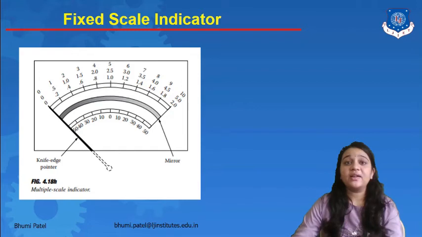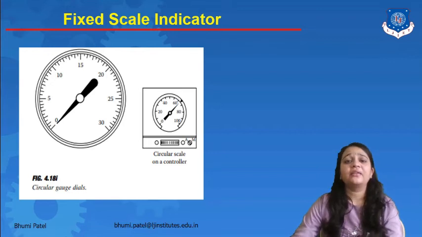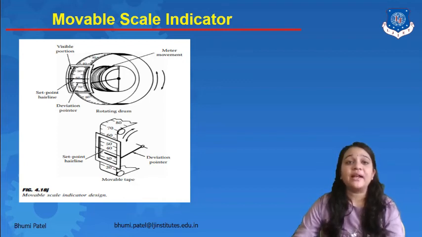Okay. Now the next one is the fixed scale indicator. Whenever we know the output is fixed, that time we can use a circular gauge dial indicator that indicates the reading of this output. Now this is the movable scale indicator. Whenever the data is movable or whenever the data is circulating, that time we can use a movable scale indicator. In the movable scale indicator, we can connect a meter, and we can connect a set point. Okay, we can set the set point, and then we decide which data is proper for this particular system.